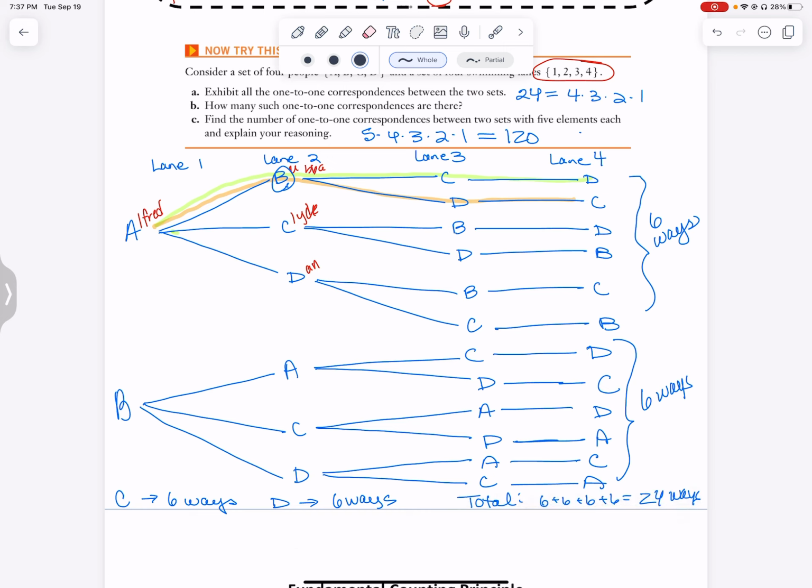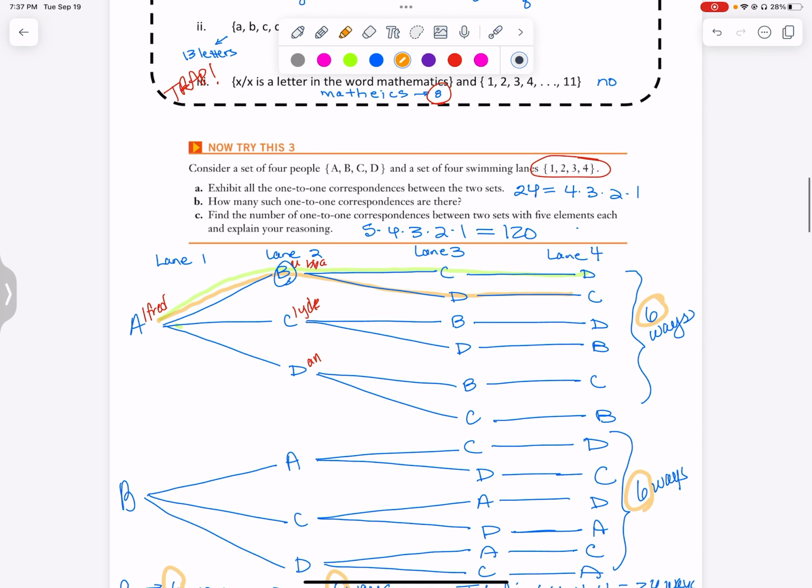So our total is 24 ways, right? Because we have 6 ways for Alfred, 6 ways for Bubba, 6 ways for Clyde, and 6 ways if we had Dan in that first lane. So the total is 24 ways. Now notice that we had 4 people. If you multiply 4 times 3 times 2 times 1, notice what you get. You get 24.